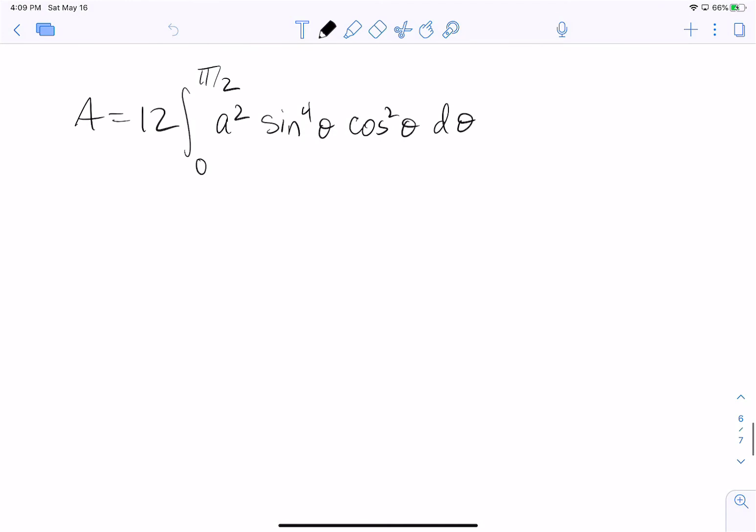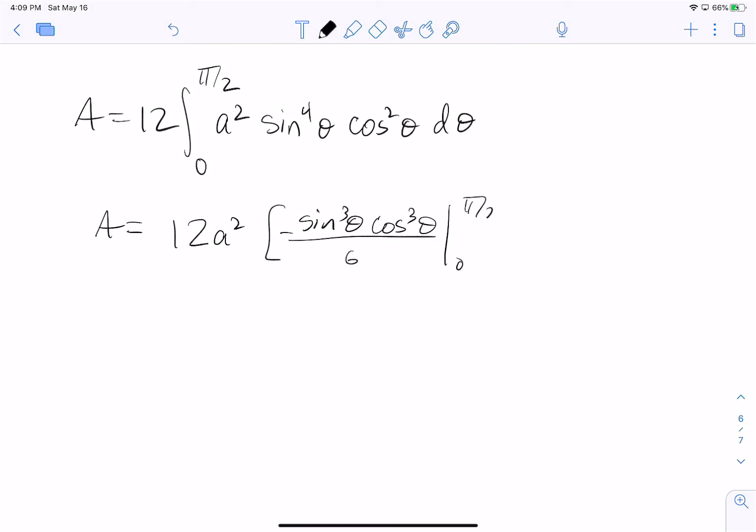And you can verify that the result will become that A is equal to 12 lowercase a squared times negative sine cubed of theta cosine cubed of theta divided by 6, that'll go from 0 to pi over 2, plus 3 over 6, that would reduce, but that's what we get directly, times the integral from 0 to pi over 2 of the sine squared of theta cosine squared of theta d theta.